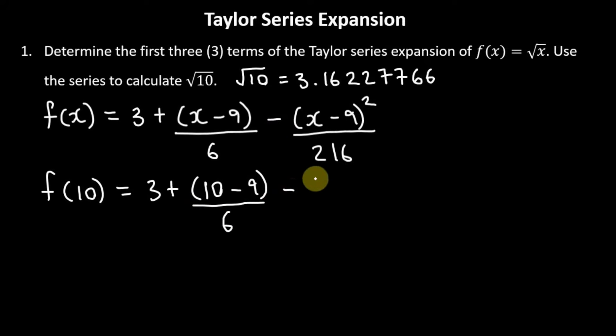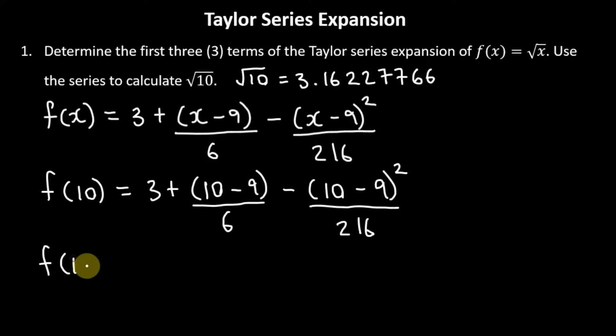We have a minus sign here. We have 10 minus 9 squared over 216. And let's simplify this and see what we get. So we have f of 10 is equal to 3 plus 10 minus 9, which is of course 1, so that's 1 over 6 minus 10 minus 9, again that's 1, 1 squared is 1, so we have 1 over 216.